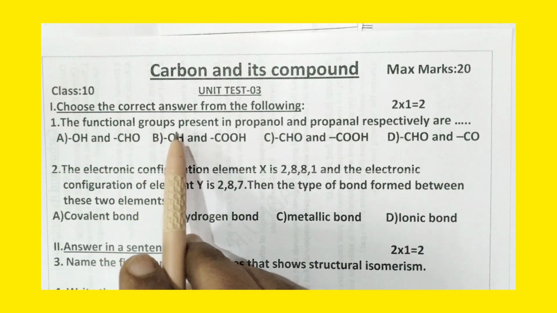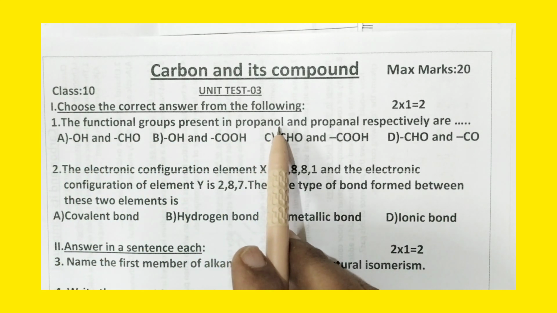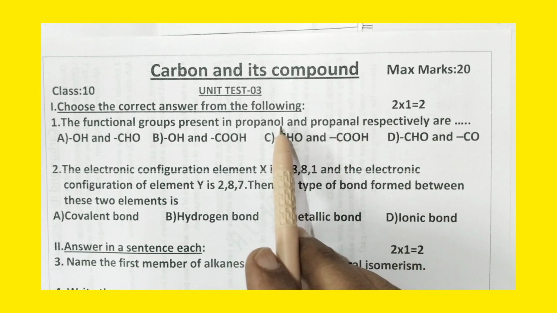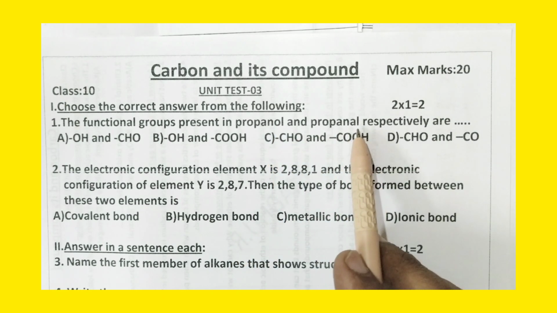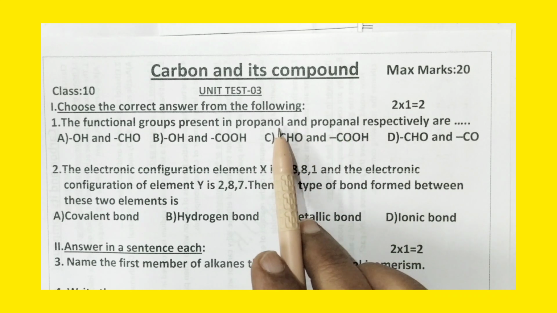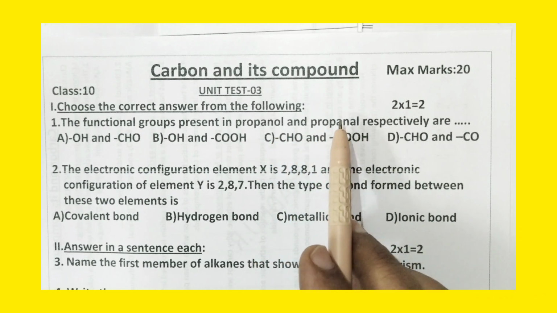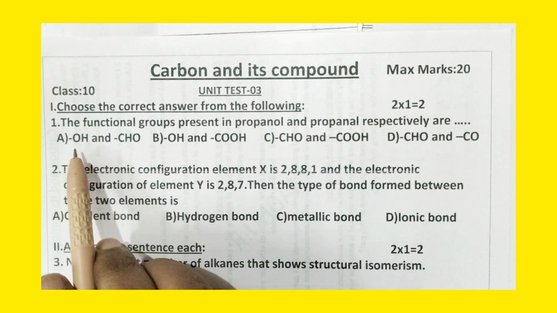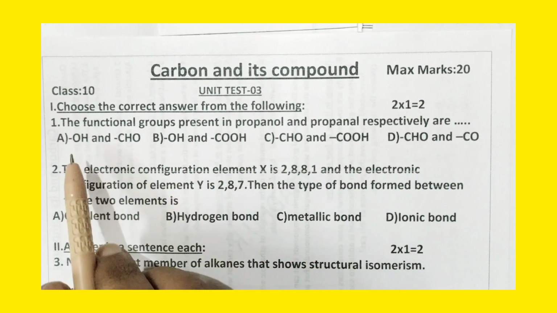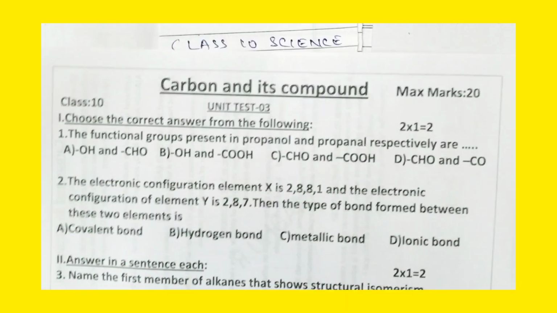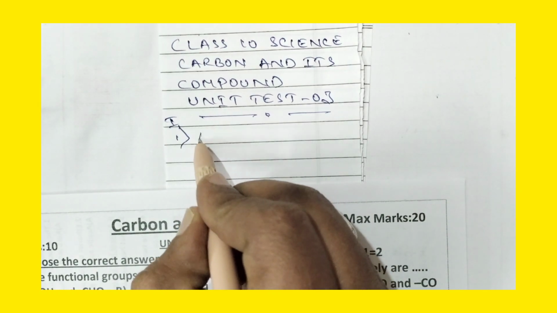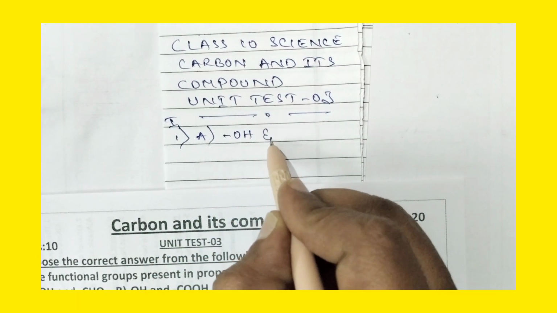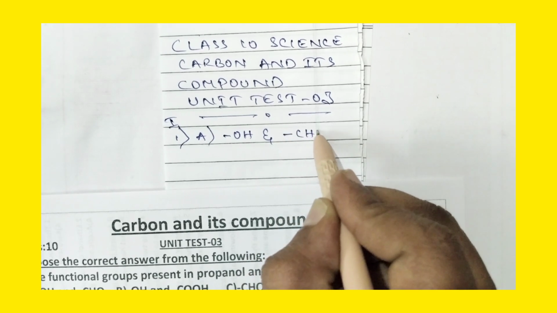The functional group present in propanol: it ends with OL, and this ends with AL. OL means alcohol, AL means aldehyde. Alcohol has the group OH, aldehyde has the group CHO. Among these four options, the right option is option A, that is, OH for alcohol and CHO for aldehyde.